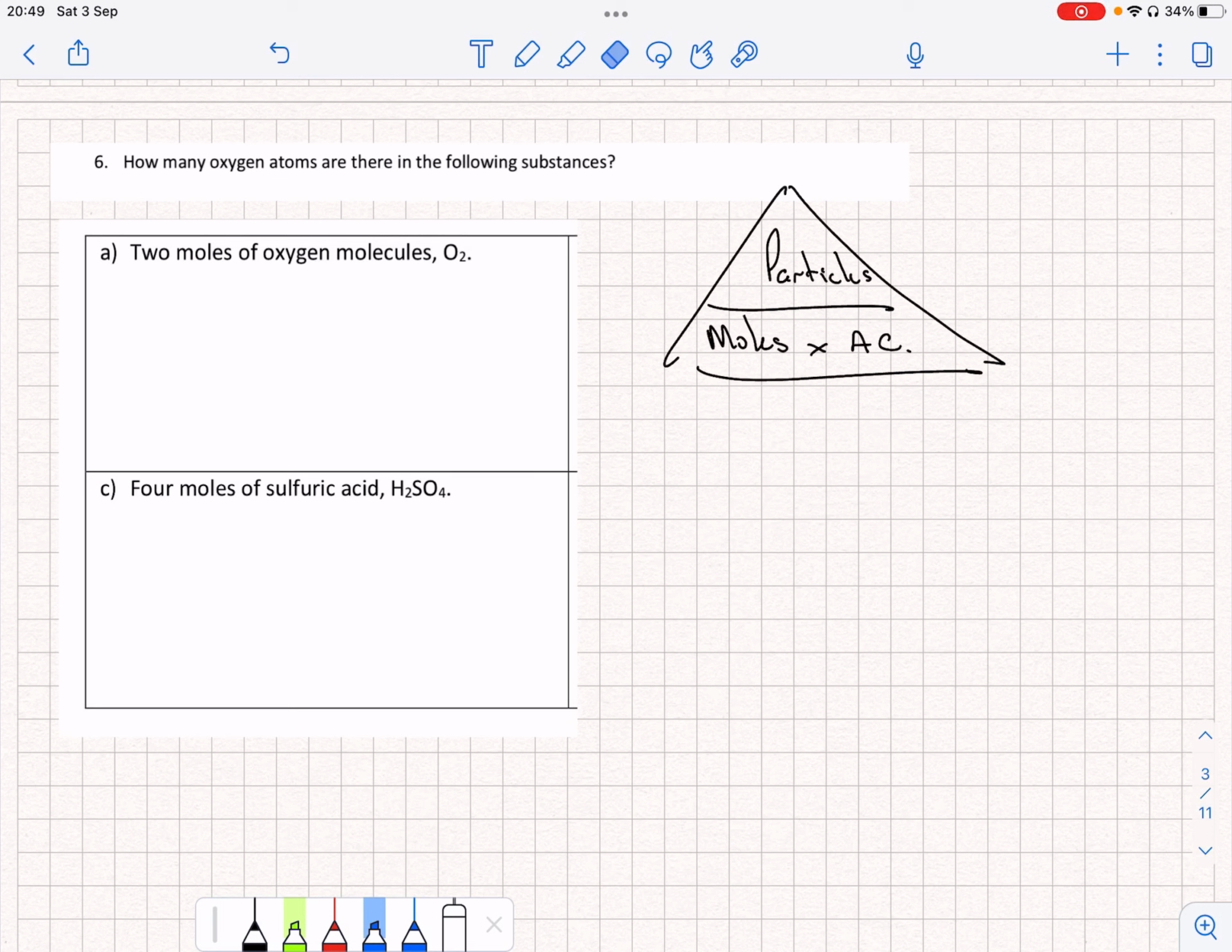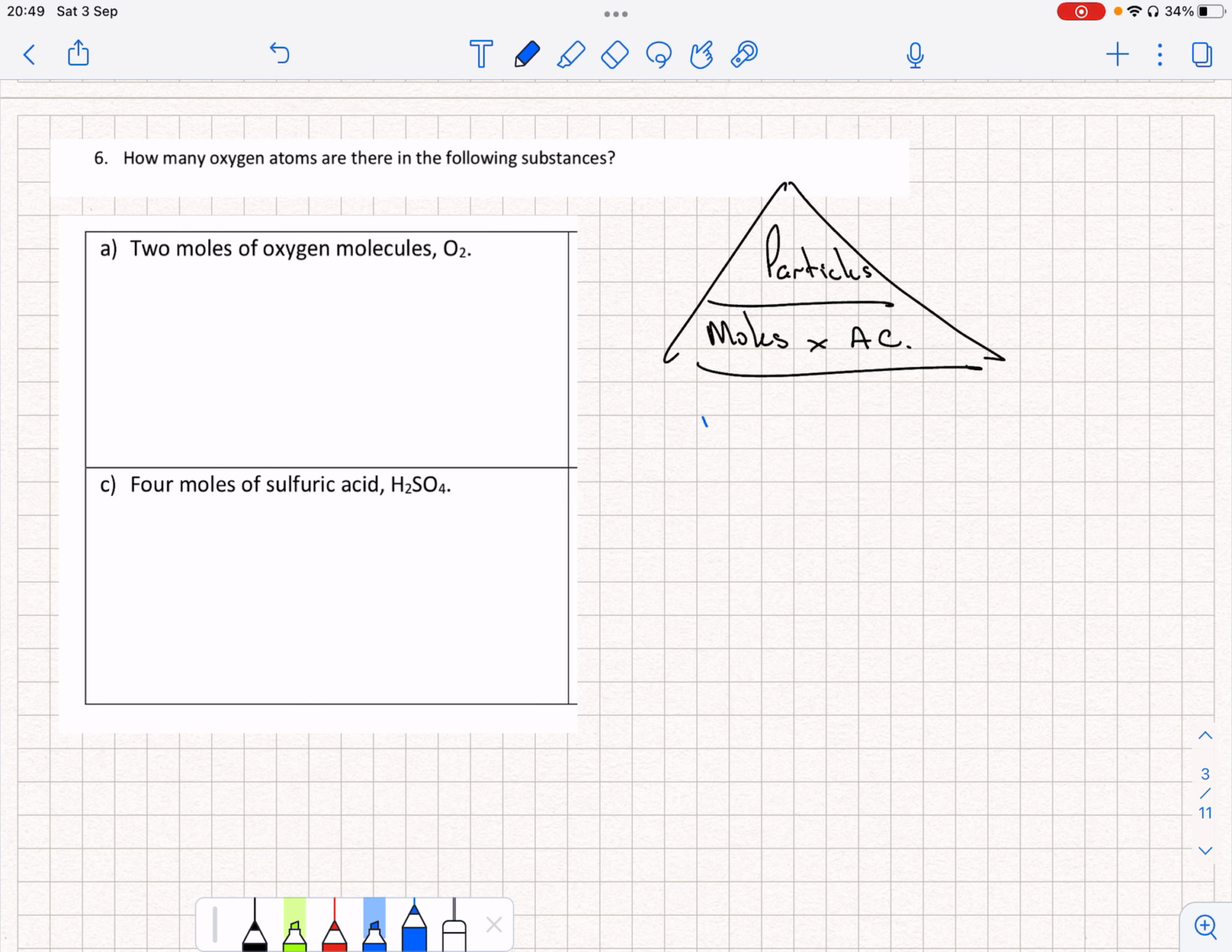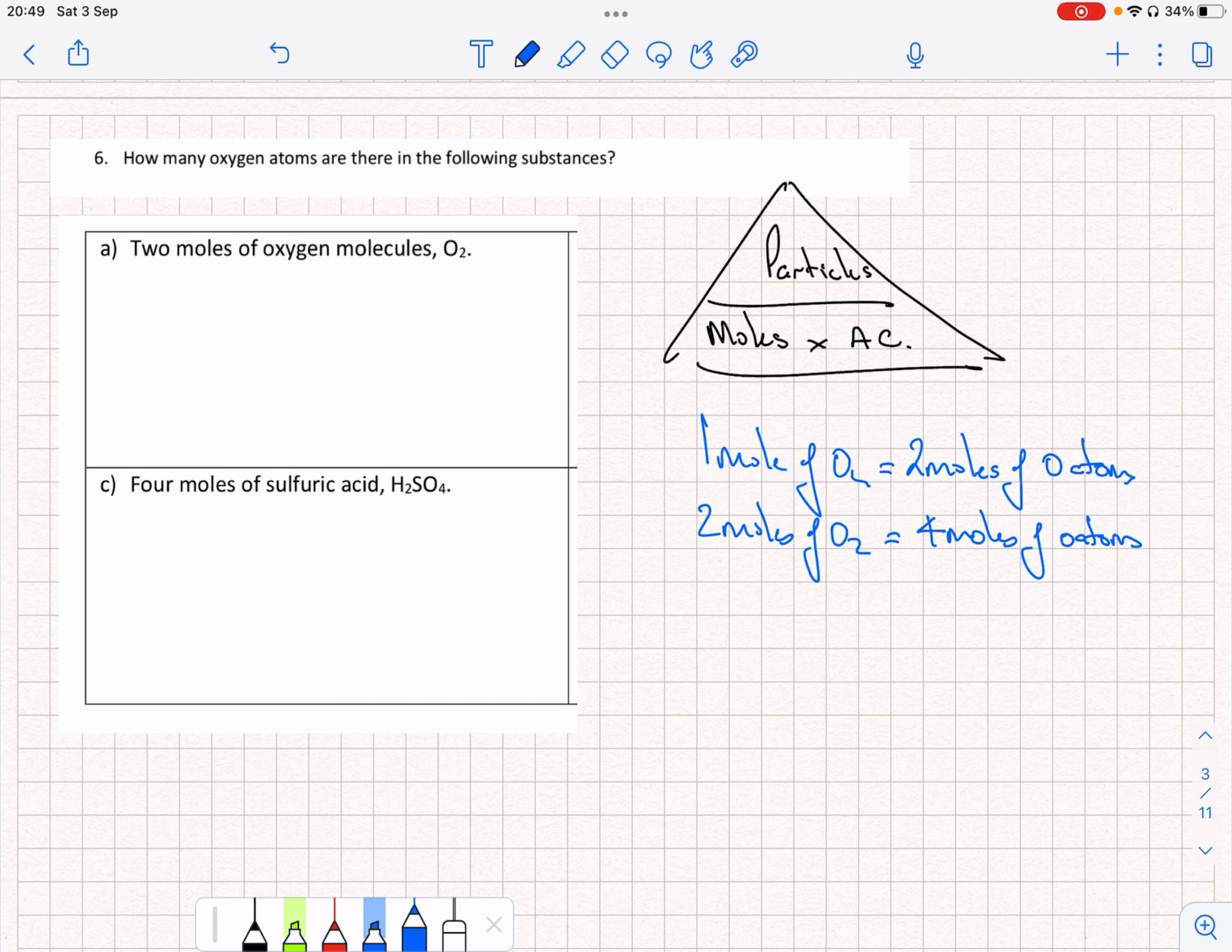So here we're being asked to calculate how many oxygen atoms there are in each of the following substances. So this first one, if we look at oxygen, if we have 1 mole of oxygen, then the formula means that there are 2 moles of oxygen atoms because it's O2. Therefore, if I have 2 moles of oxygen molecules, as the question asks, I'm going to have 4 moles of O atoms.